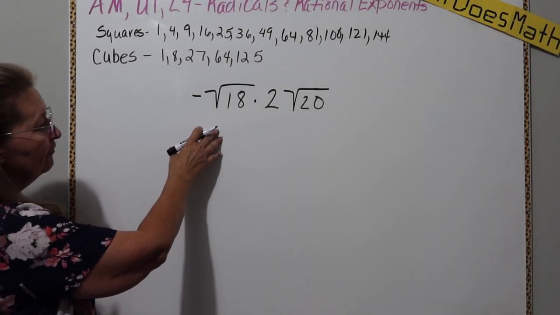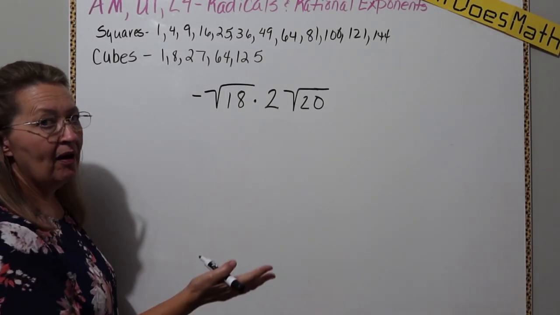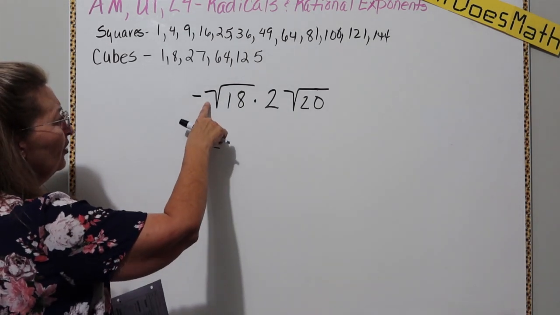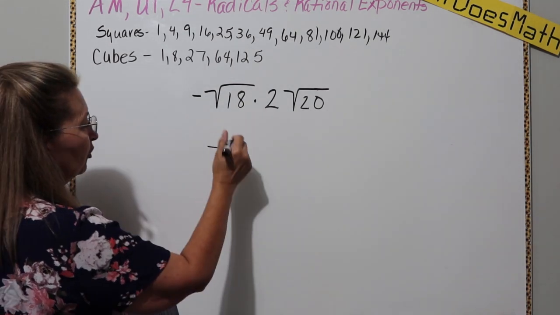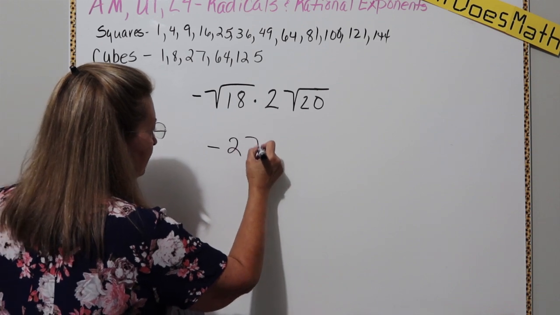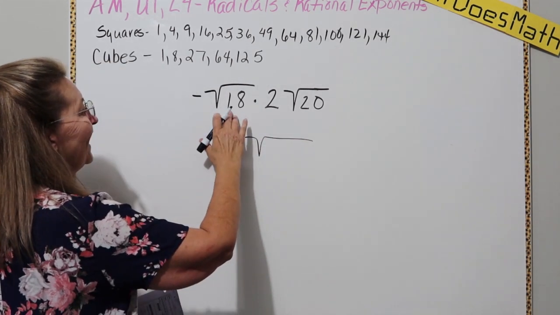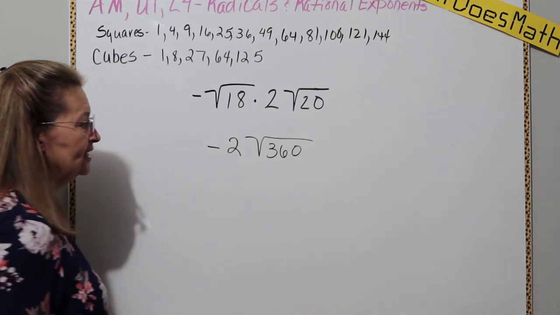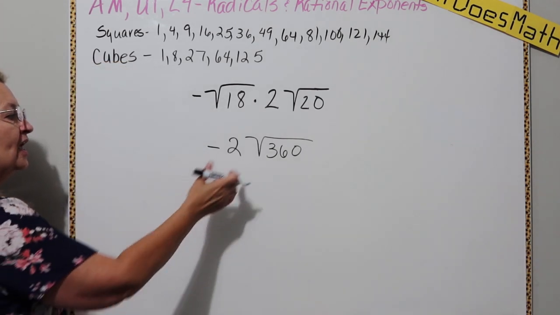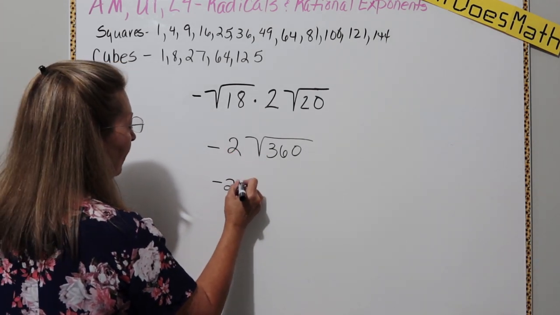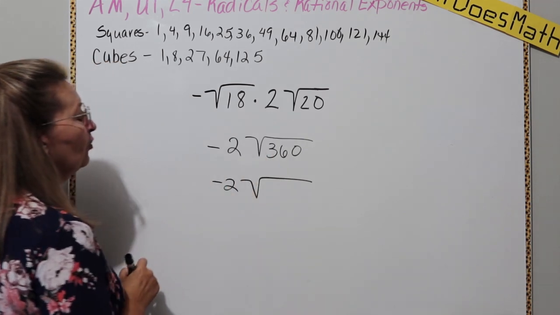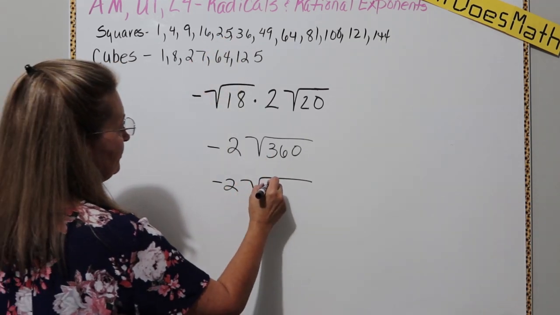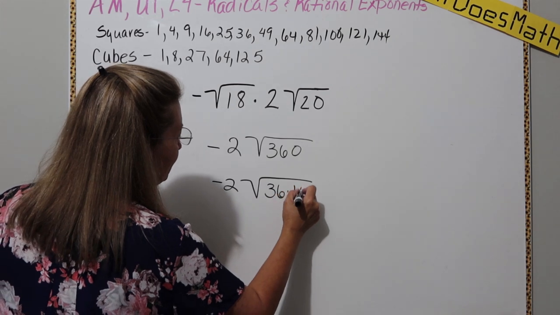Okay, here's number 11. We have a negative times a positive, so naturally our answer is going to be negative. Now, the number outside here is a 1, so when you multiply that times 2, you're just going to get a 2. Alright, 18 times 20 will give you 360. That's all the multiplication. Now we're just simplifying. What's a perfect square that will go into 360? How about 36? 36 times 10.